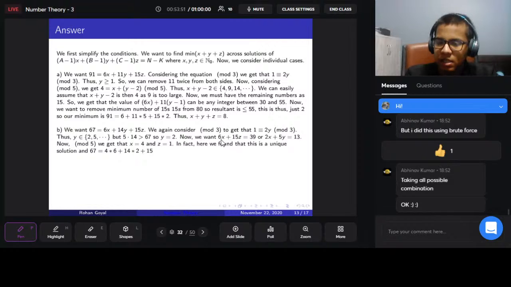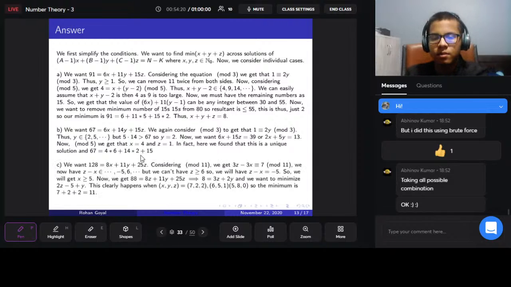So we are left with this case, where 6x plus 15z equals 39, which is just saying 2x plus 5z equals 13. And considering mod 5, we immediately get a unique solution, x equal 4 and z equal 1. In fact, this equation can be satisfied in a unique way. There is no other way you can even write it. So your answer is just 67 equals 4 into 6 plus 14 into 2 plus 15. So our answer is 4 plus 2 plus 1. So our answer is 7.